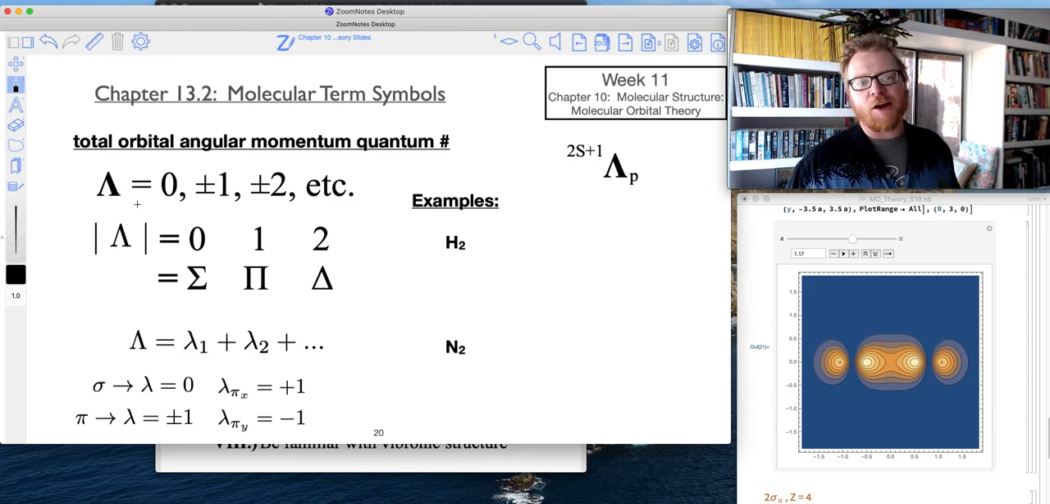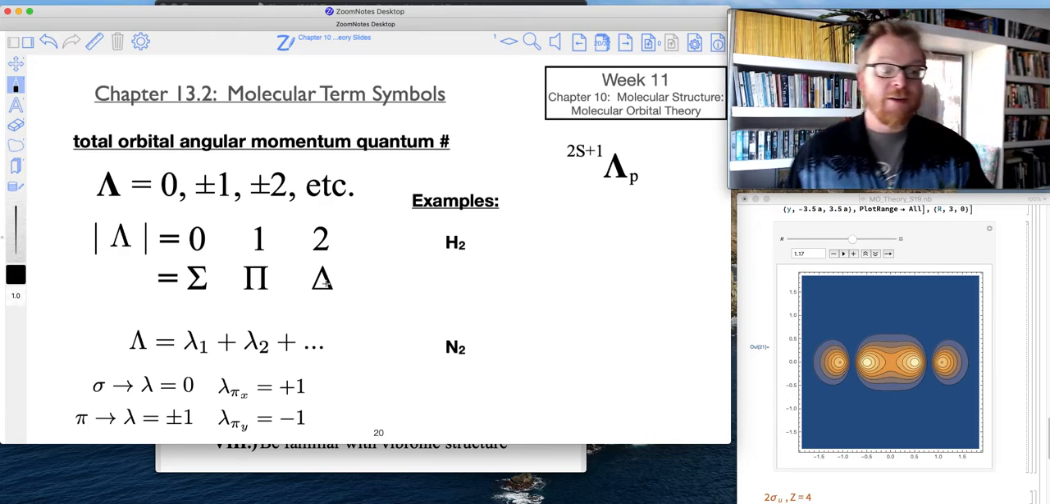So lambda can take on values 0, plus or minus 1, plus or minus 2, etc., just like L. And the absolute value of lambda is what we're interested in. When that's a 0, it's a sigma, and that's analogous to when L is a 0 for atoms, it's an S. So there's that connection still there. When lambda is 1, it's a capital pi. And when lambda is 2, it's a capital delta. So how do we get these lambda values?